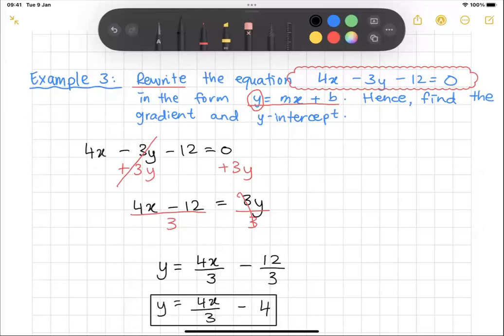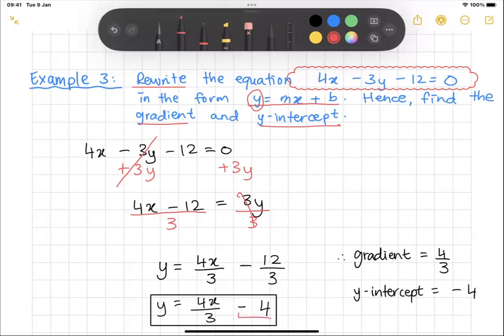Part of my question was to find the gradient and find the y-intercept. So I'm going to write down gradient. Therefore, gradient equals 4 over 3. And my y-intercept is negative 4. It's not just the 4, right? You need to take it with the math operation, whether that is positive or negative.